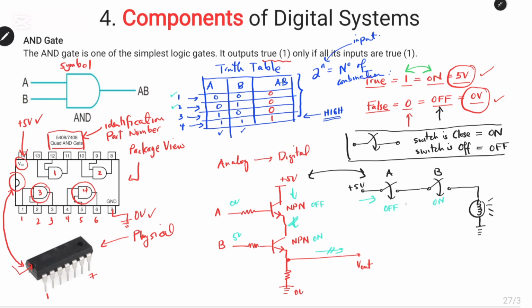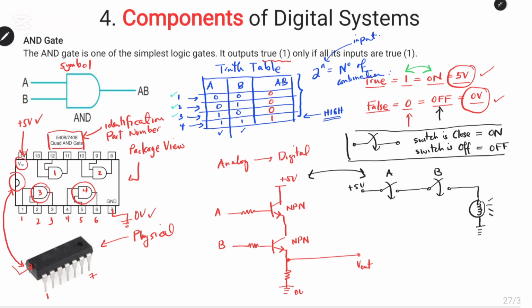That means the current cannot flow in this region because this switch is off, and the output, or the light bulb, will be off. Therefore, we say the output is also 0 volts, or in the low state.